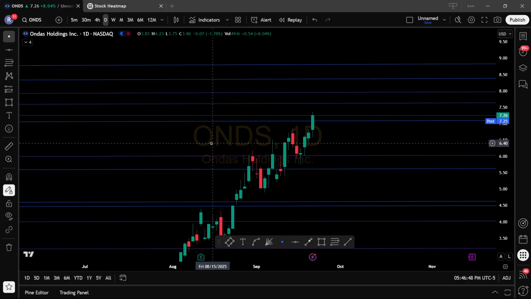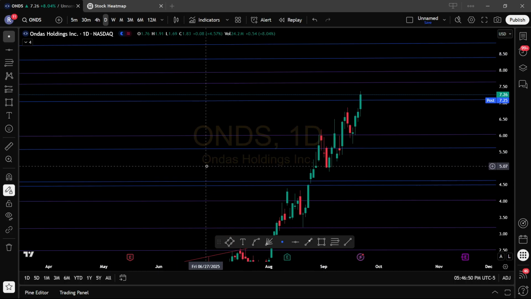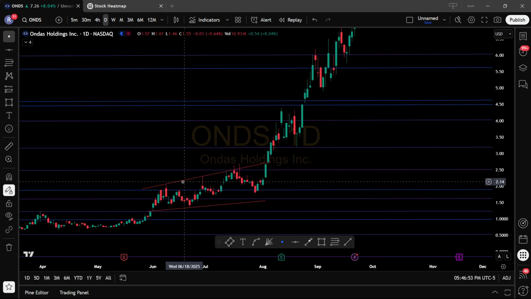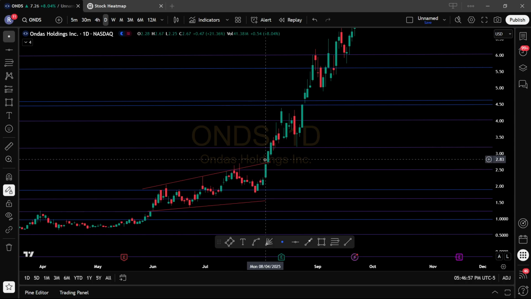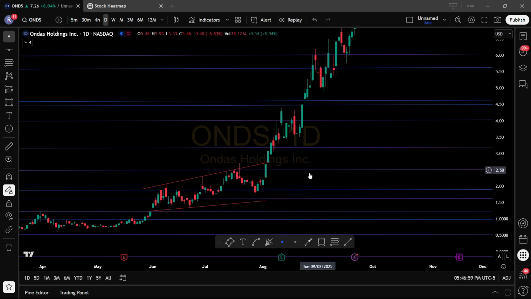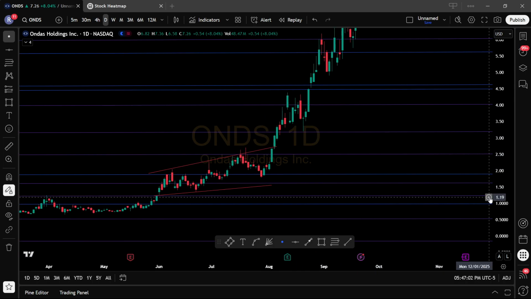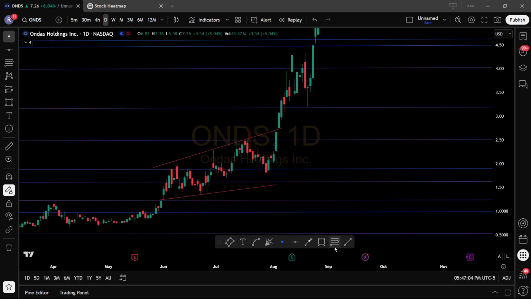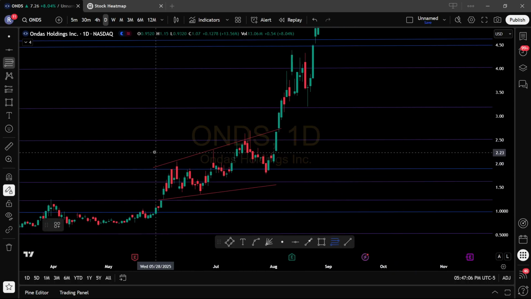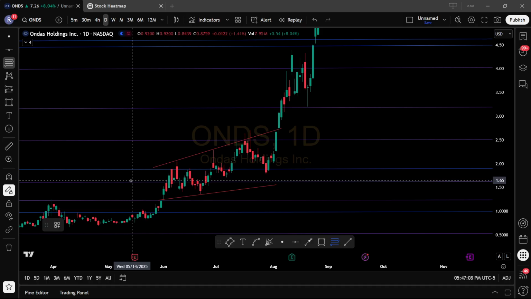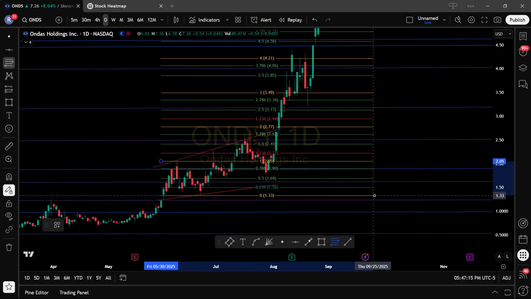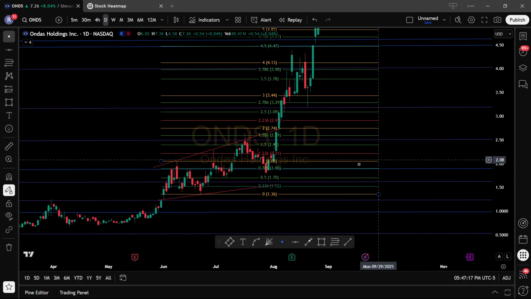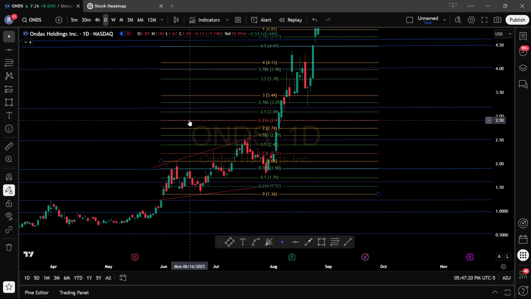So whenever I'm setting fib levels, the last time I looked at ONDS was when it had this uptrend right here forming, and once it broke out of here, it took off. If I was setting fib levels here, I would have lined it up from this high to this low. And let me show you what levels I use for fibs.